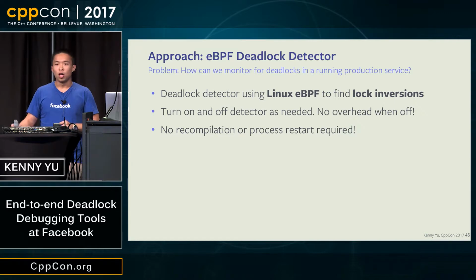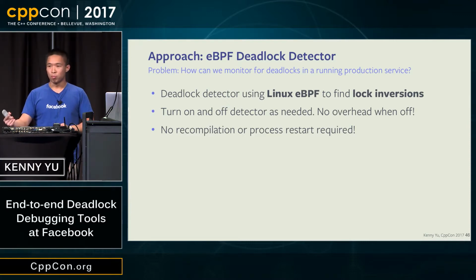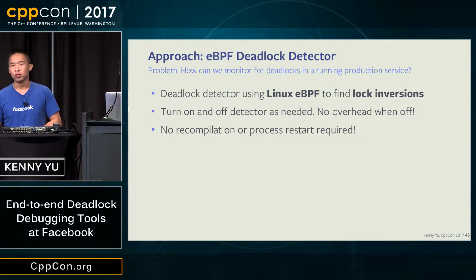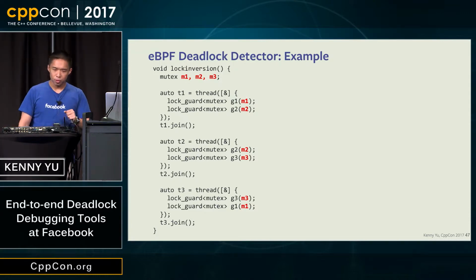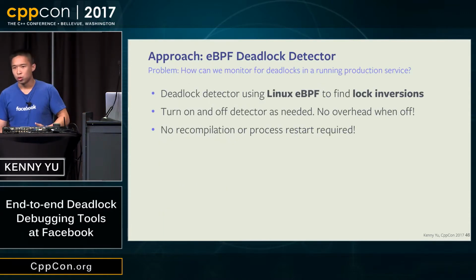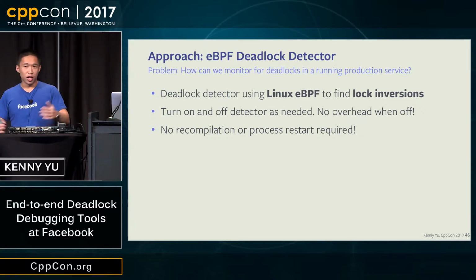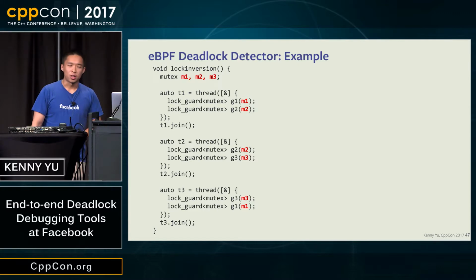This tool runs alongside the binary, and you can turn the tool on and off. It does not require a process restart of the process you're tracing, and you don't need to recompile your binary in a special way to use the tool. So the way we use the tool is we periodically run the tool on a subset of production machines, let's say every 15 minutes or so. And if it finds a deadlock, we log it. Otherwise, all is good. So let me show you an example of the tool in action.